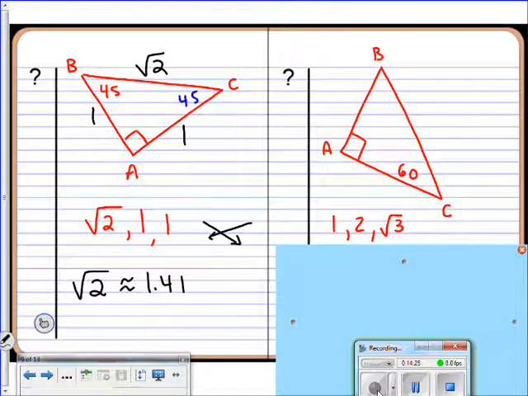All right, let's take a look at this one. And again, largest side, largest angle, okay? Put me on pause and see if you can do this one on your own.